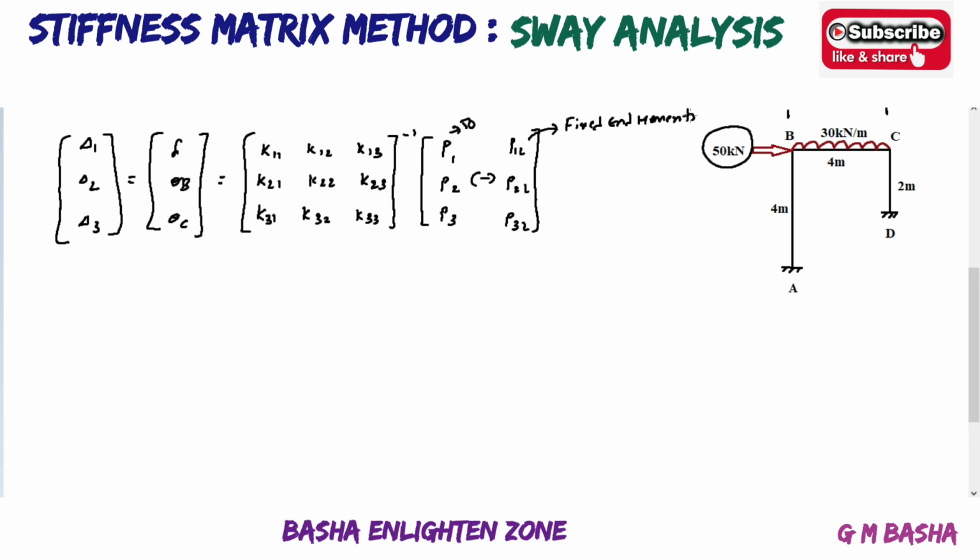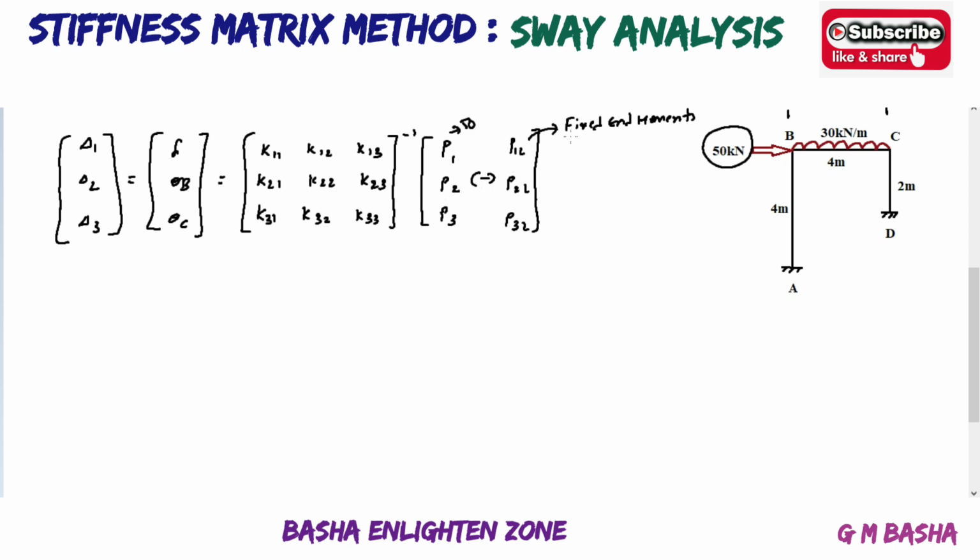There was no external force given in that frame, therefore P1, P2, P3 were 0 in the last problem. But here one horizontal force is acting exactly at joint B, so therefore we are taking this condition, that is P1. For example, if the same force were acting in this direction, you could take it as P3 also, no problem. But here it is acting towards the right at joint B, so we are taking P1. This also leads to the sway. Whenever a horizontal force is given on the column, it leads to the sway. Therefore P1 will be 50, and the remaining P2 and P3 will be 0. There are no other forces given in this particular problem.